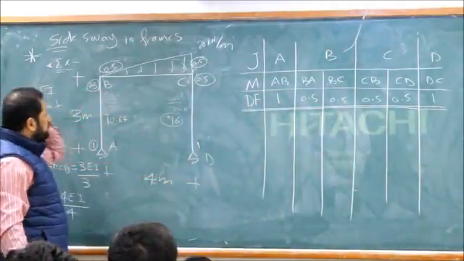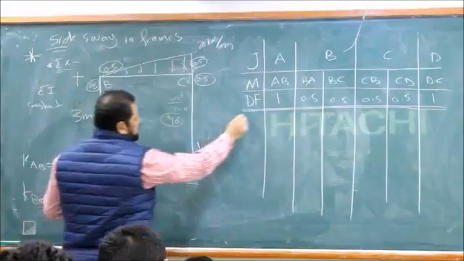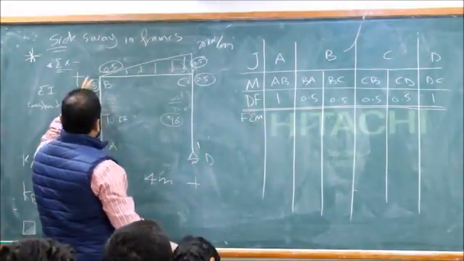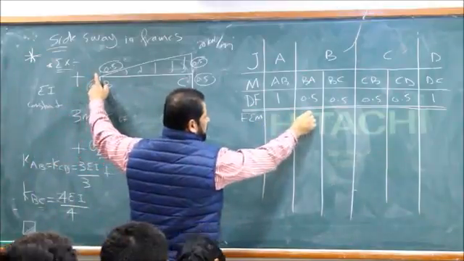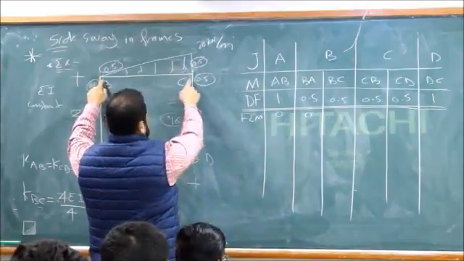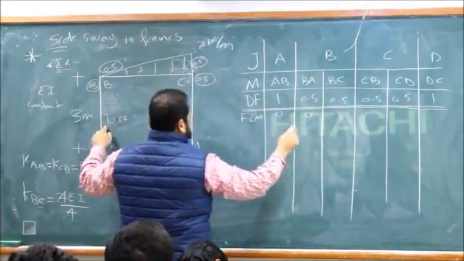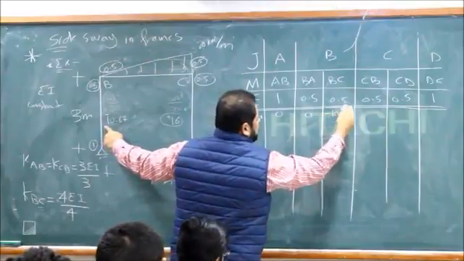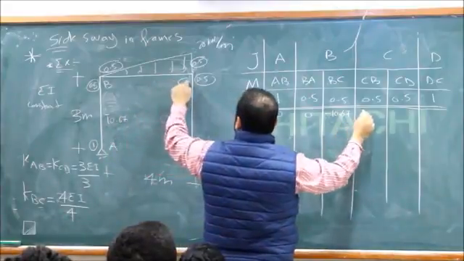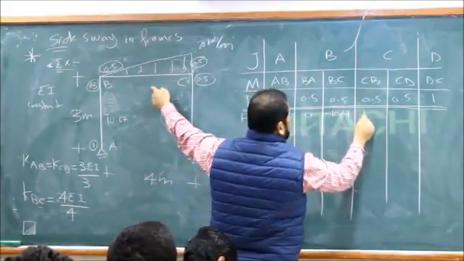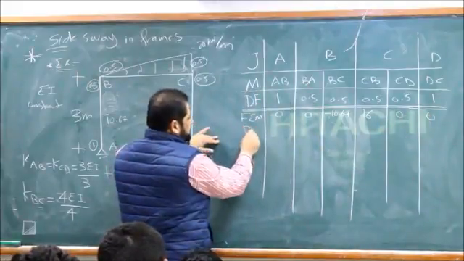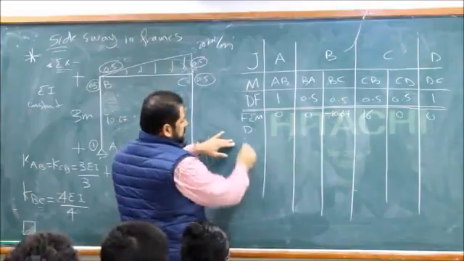Good? Now what's the fixed end moment? No fixed end moment here, 0. Nothing, nothing. 0, 0. Then we have BC: minus 10.66667. And here we have CB: 16, 0, 0. Distribute.